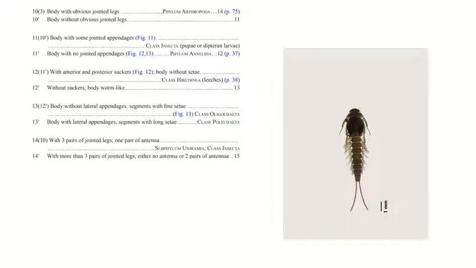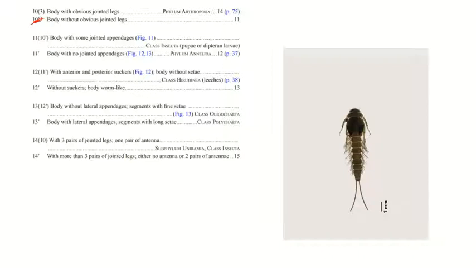From number 10, we see body with obvious jointed legs, and body without obvious jointed legs. Now, this might sound very subjective, but when we say obvious jointed legs here, I think the key means that the legs are really, really visible. As you can see here, the legs are more or less tucked near the body, and the segmentations are not that obvious, so we will go with the second lead, which points us to go to number 11.